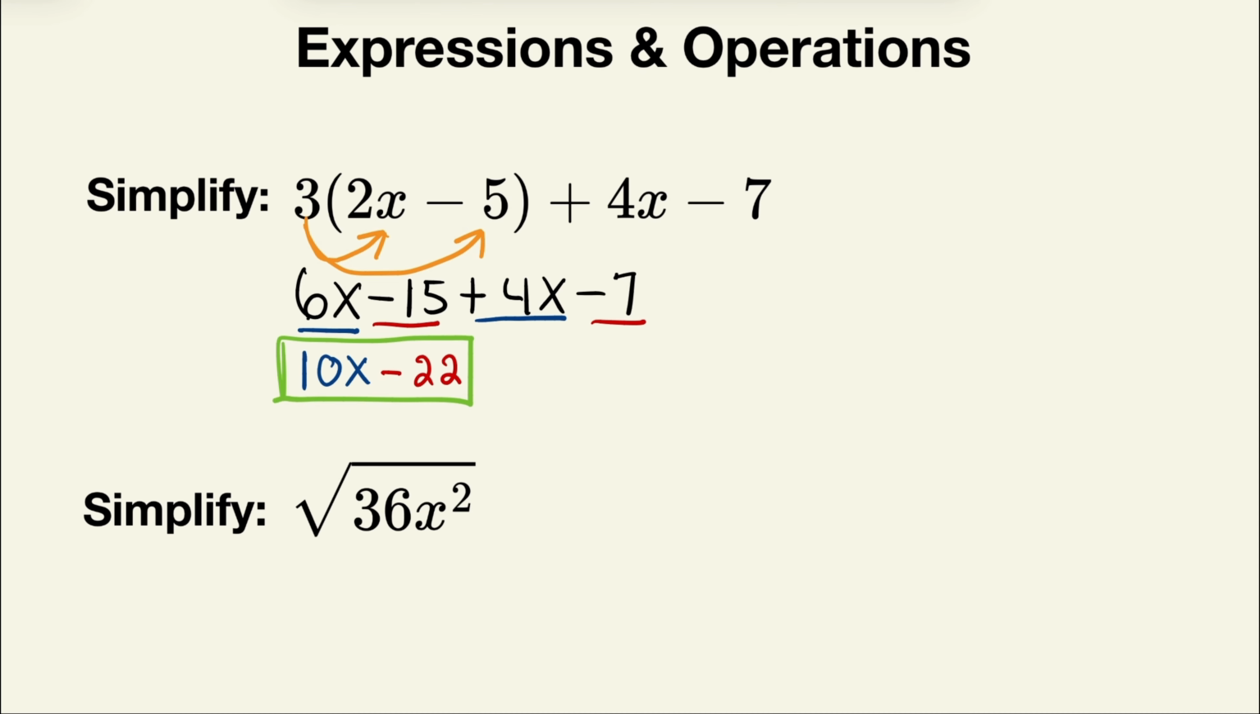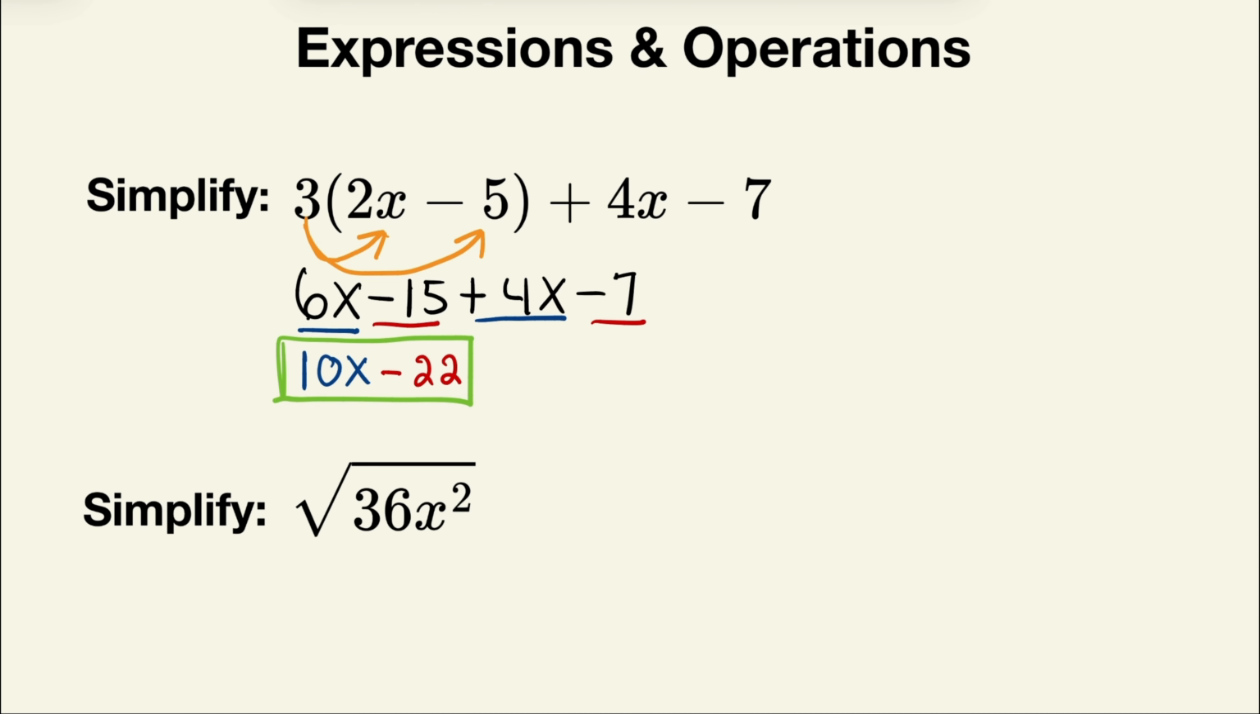So let's go ahead and move on to simplifying the square root of 36x squared. Just consider what number times itself equals 36. Well, that is 6. And then what variable times itself is x squared? And that is x. Because 6 times 6 is 36, and x times x is x squared. So the final answer here is 6x. Now we're going to move on to solving equations and inequalities.